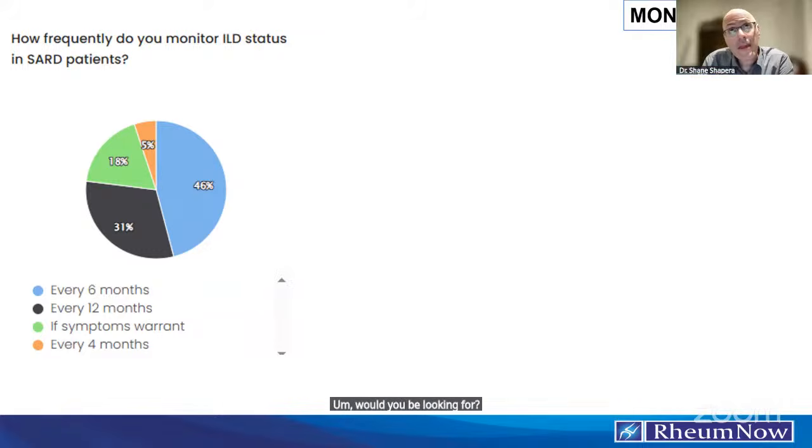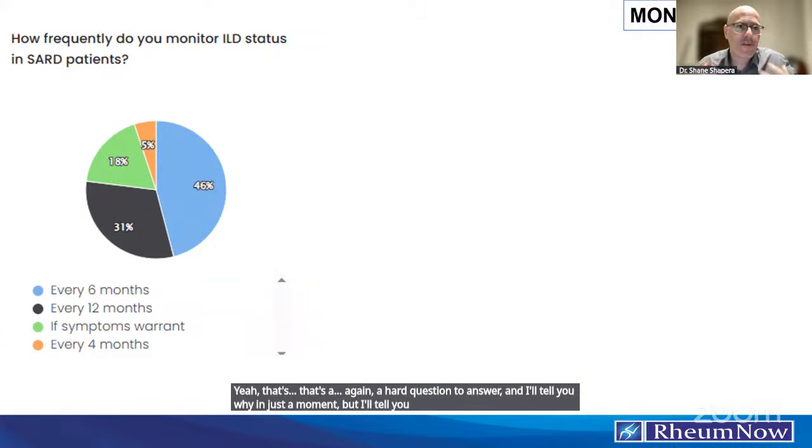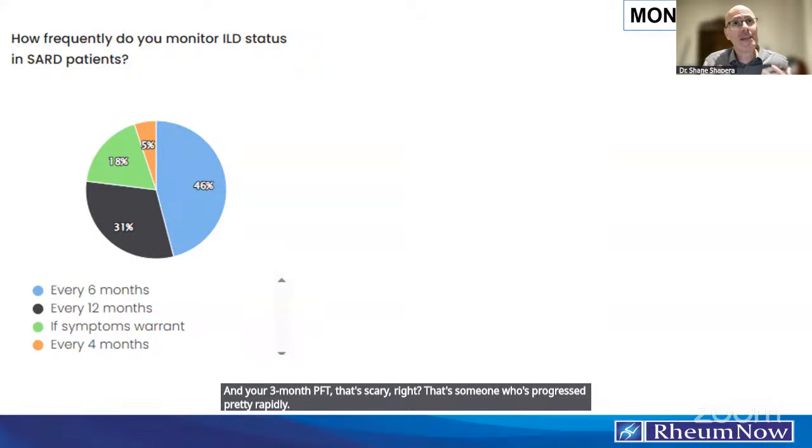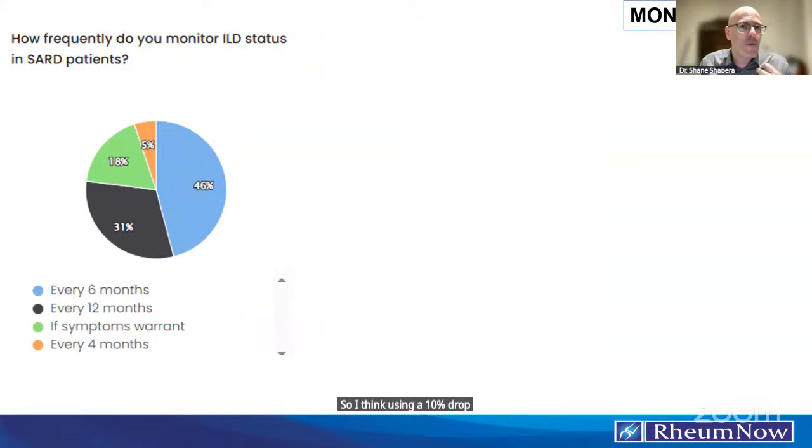Yeah, that's again a hard question to answer, and I'll tell you why in just a moment. But I'll tell you that the textbooks would tell us that an FVC decline of about 10% over a time window that's probably about 12 months is significant. So if you're seeing a 10% decline in your 3-month PFT, that's scary, right? That's someone who's progressed pretty rapidly. So I think using a 10% drop in FVC is a useful marker, but the reality is that's not really how we identify the rapid progressors.